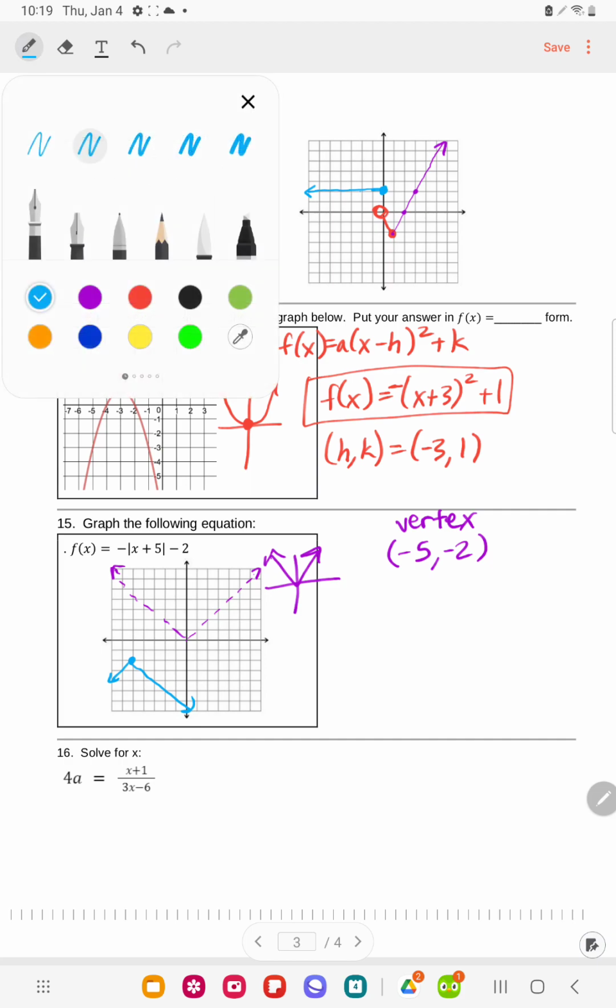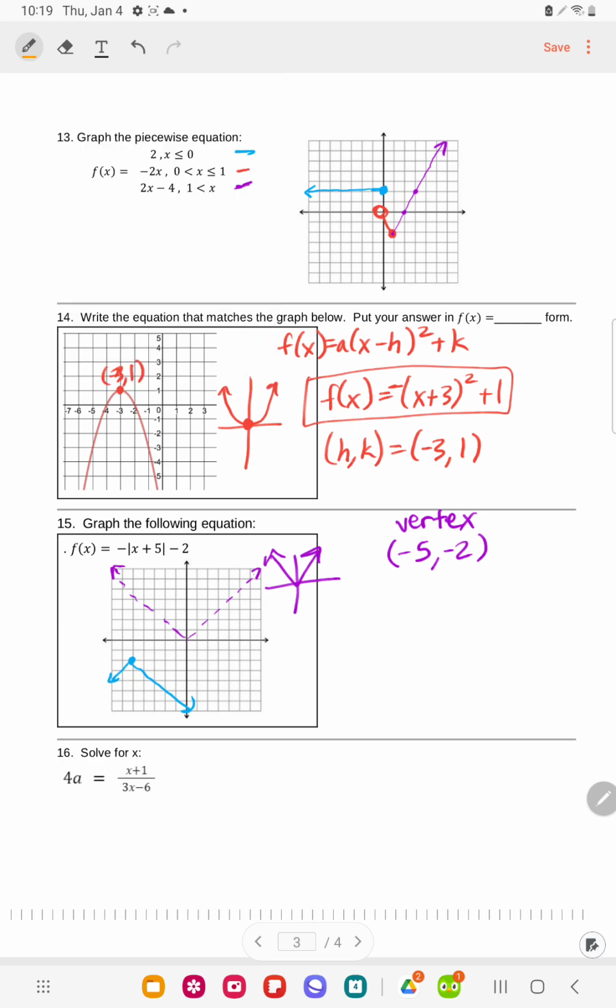Question 16. Solve for x. 4a equals x plus 1 over 3x minus 6. So whenever you have problems like this, where you're trying to rearrange literal equations, get rid of your denominator. So multiply 3x minus 6 on both sides. And 3x minus 6 divided by 3x minus 6 makes 1. And now we have on the left side 4a times 3x minus 6. And on the right side we have x plus 1.